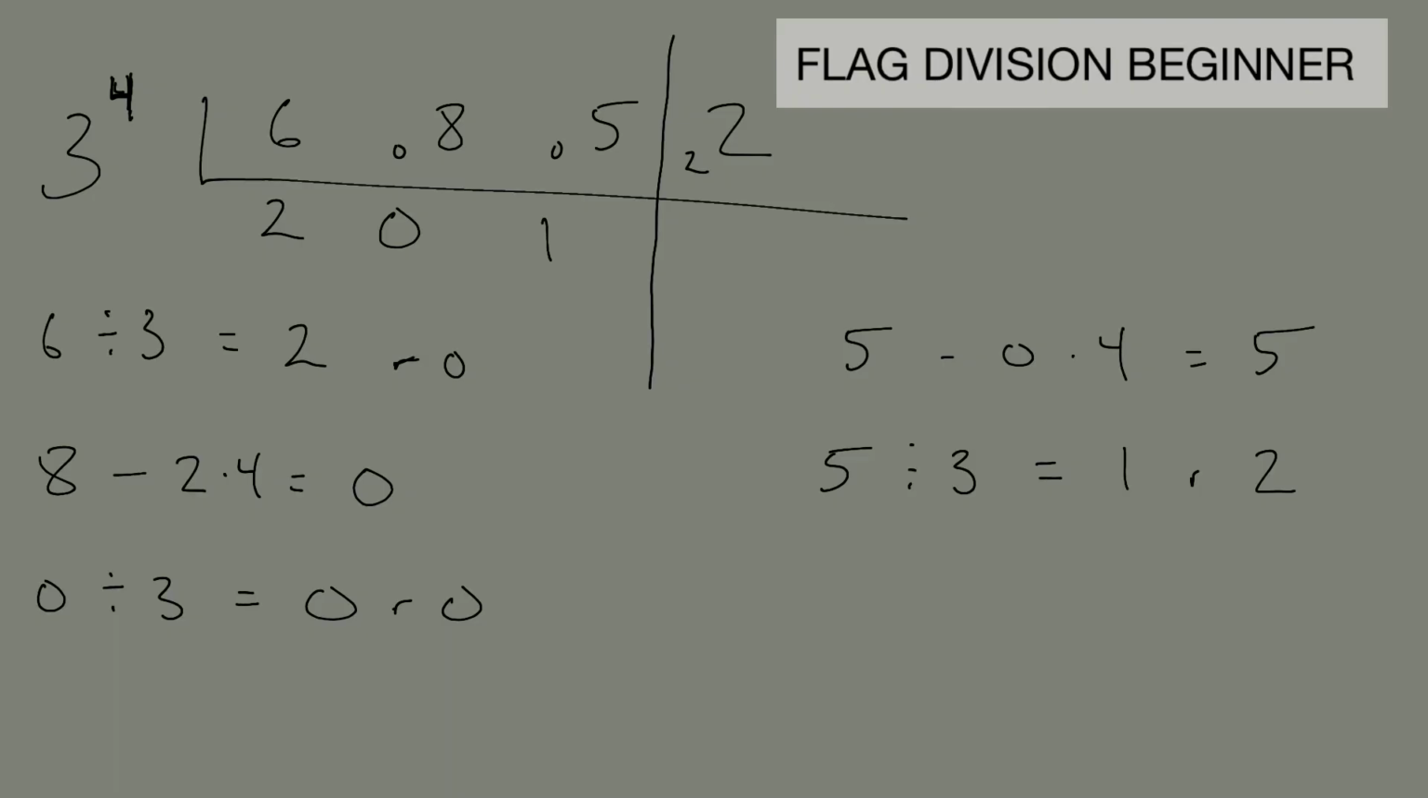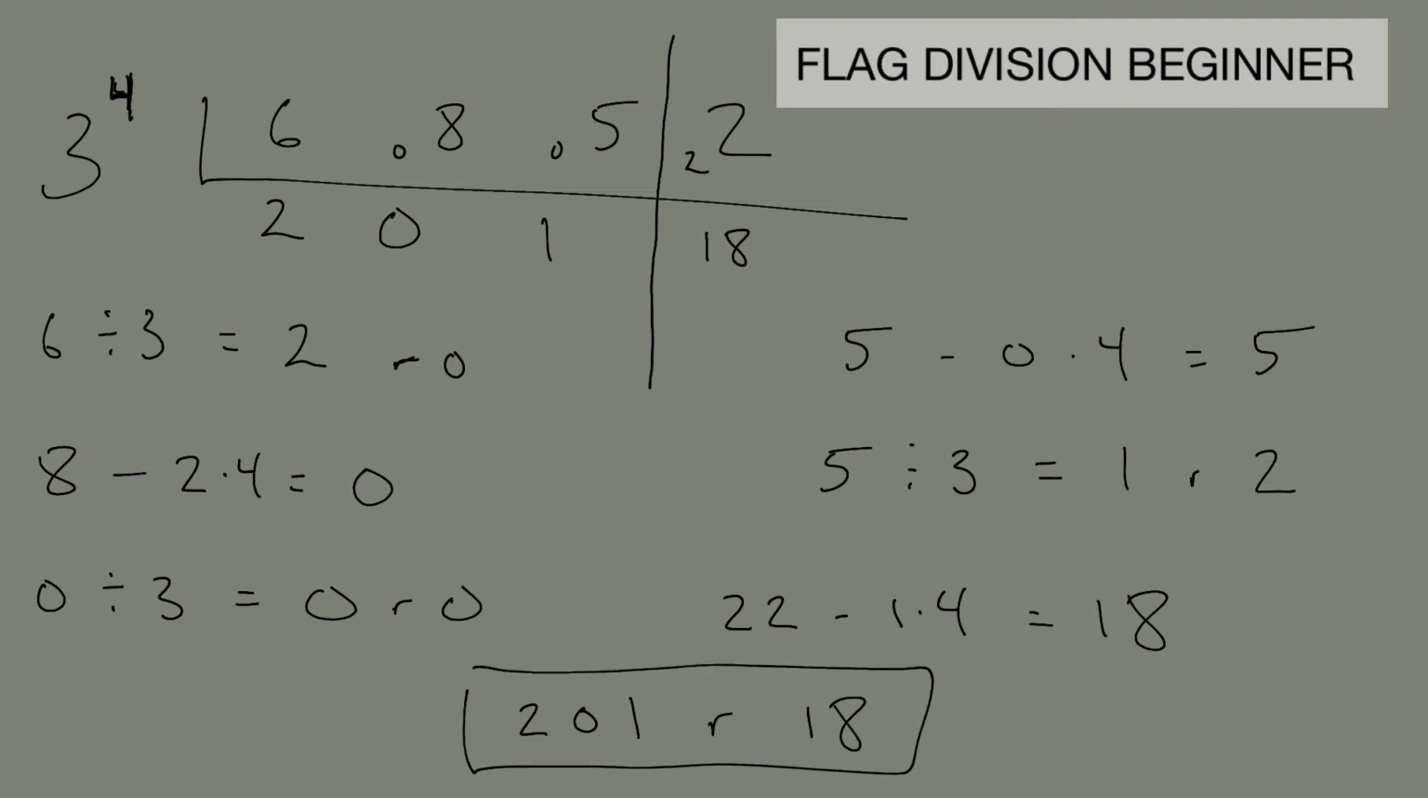Okay, final step here, we're going to get our remainder now. We're going to take this number 22 minus 1 times 4. 22 minus 1 times 4 equals 18. And that's our remainder. So our answer we get here is 201 with 18 left over. Okay, and that was for our original problem, 6,852 divided by 34.